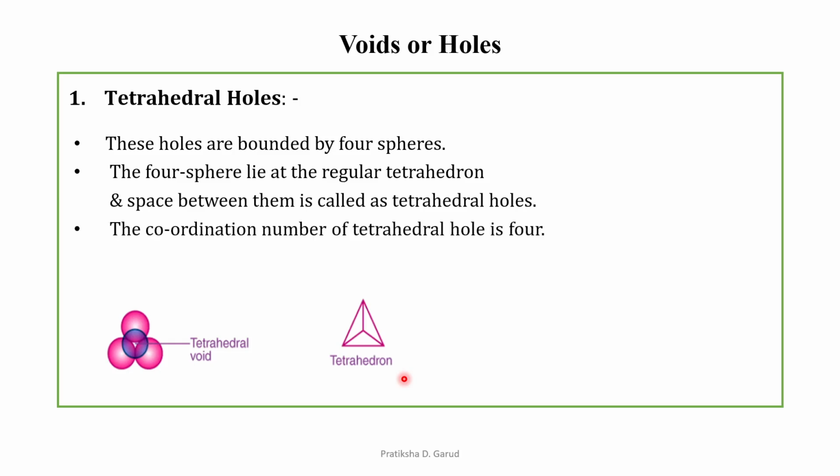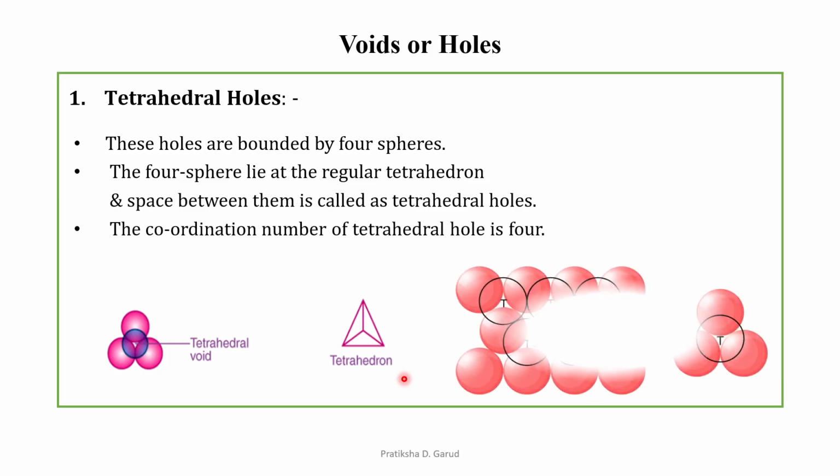The coordination number of tetrahedral hole will obviously be 4. So these are the tetrahedral holes. How can we say that these are the tetrahedral holes? This pink one will be our first layer.